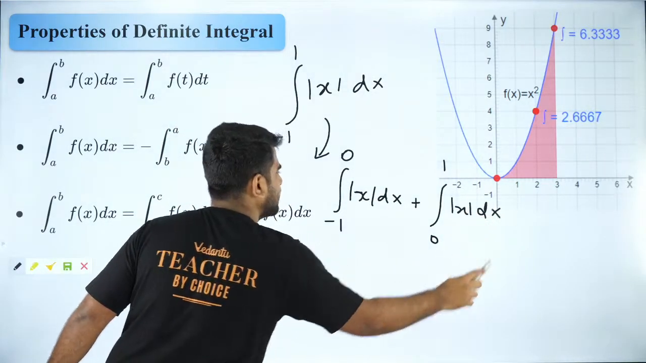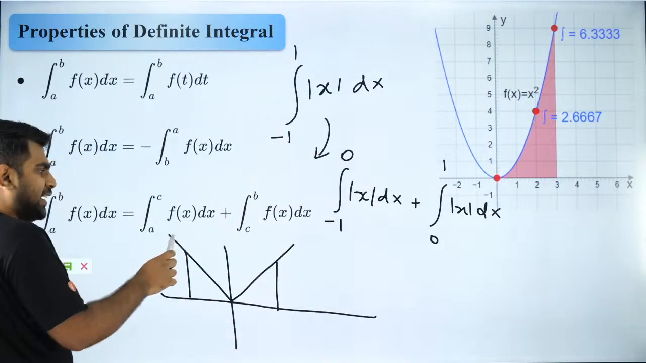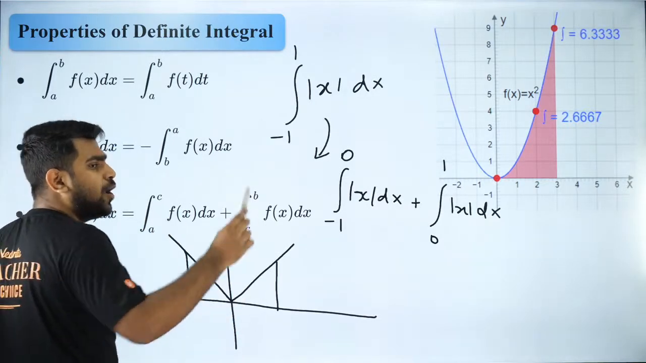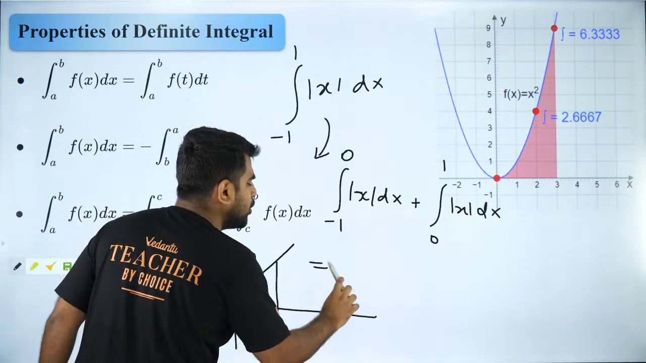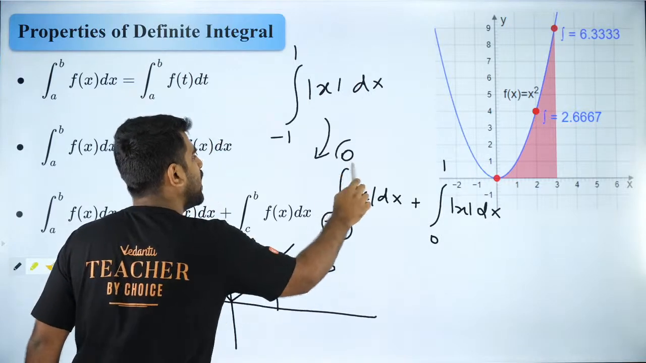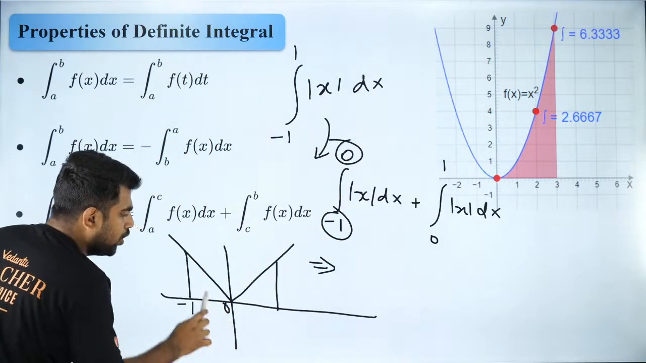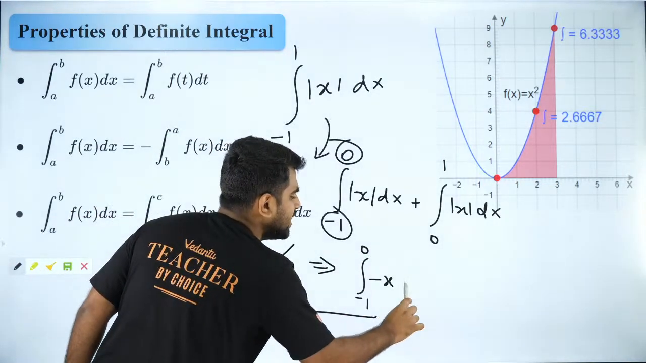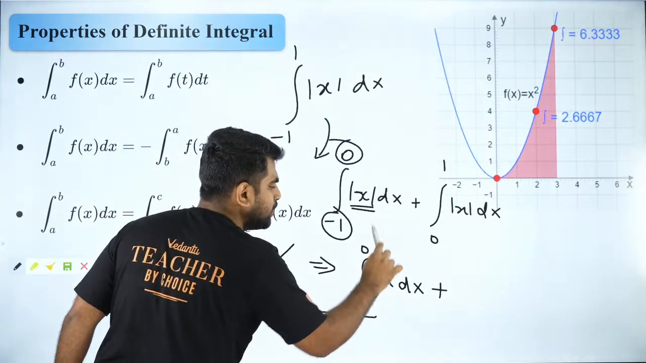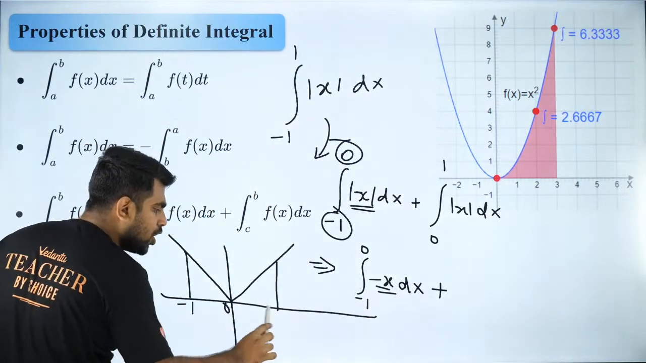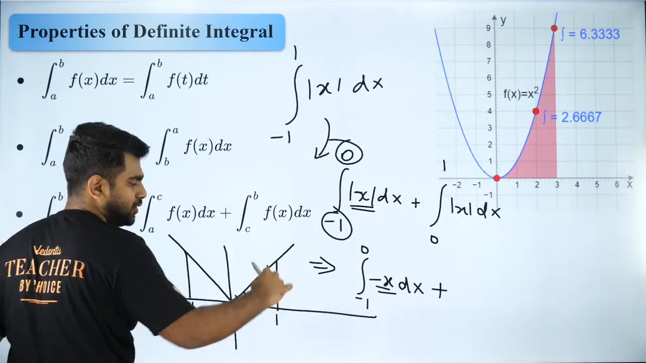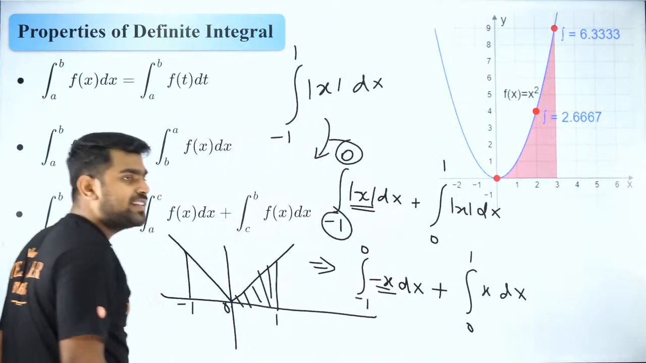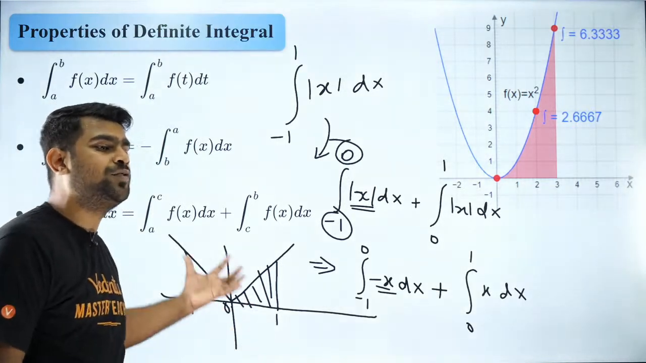Don't you agree? This is correct. That is what this property tells. You can break it in between so that it becomes easier for you to solve. Now why did I break it like this? The reason is that between -1 to 0, it is going to be minus x dx, because mod x is minus x. And between 0 to 1, it is going to be plus x dx. Did you all understand? That is the brilliant use of this property.